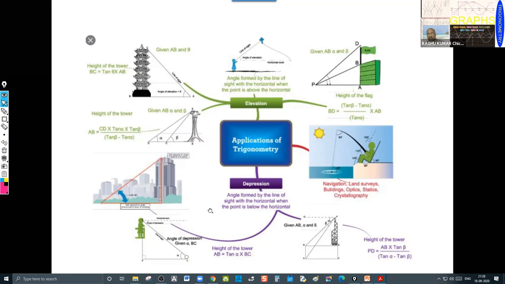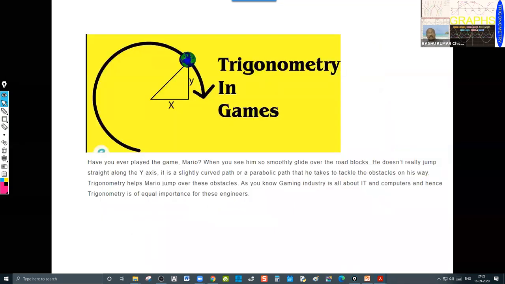Similarly, nowadays it is used in games also. Trigonometry in games: how is it used? If you see Mario, you must know the game Mario. Did you ever play it? Yes, sir.